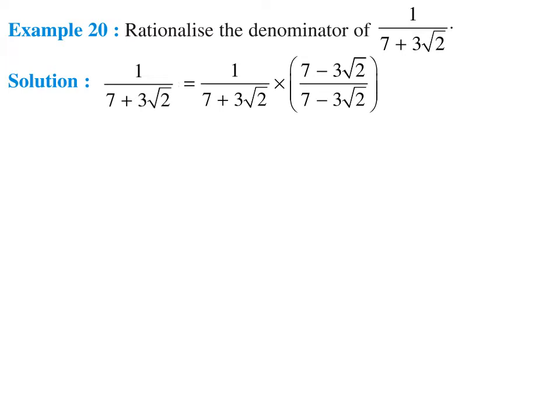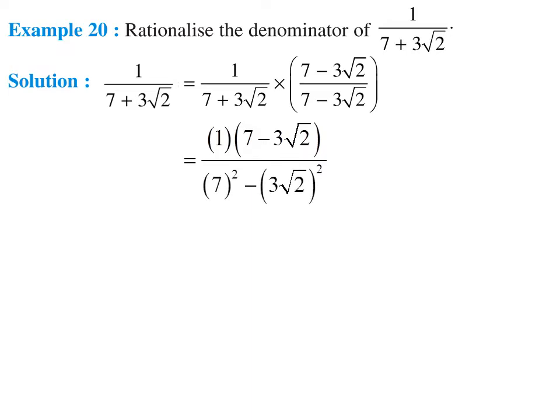Now in the numerator it will become 1 into 7 minus 3 root 2, and in the denominator it will become 7 square minus 3 root 2 whole square. Now we can simplify 7 square, which is 49, but what about 3 root 2 whole square? We have to apply the square separately. So the next step can be written as 7 minus 3 root 2 divided by 49 minus 9 into 2.